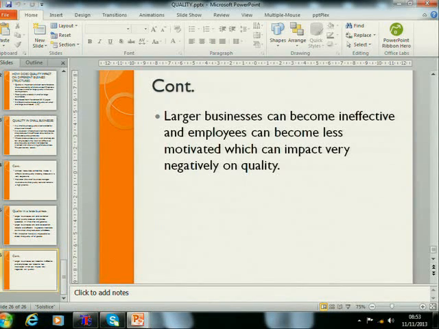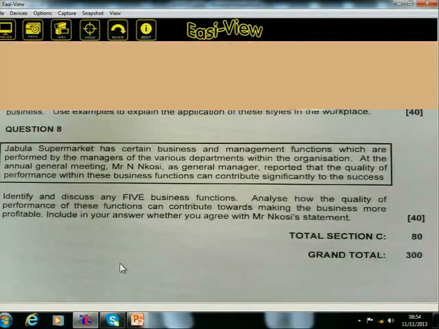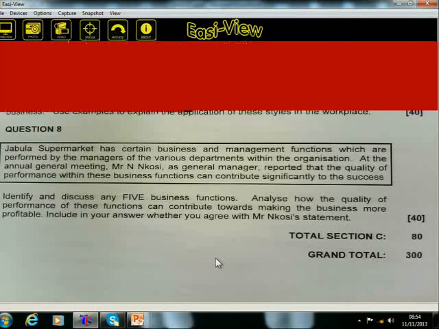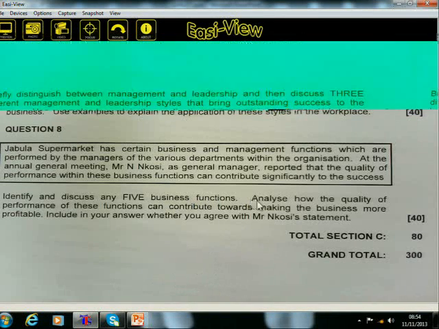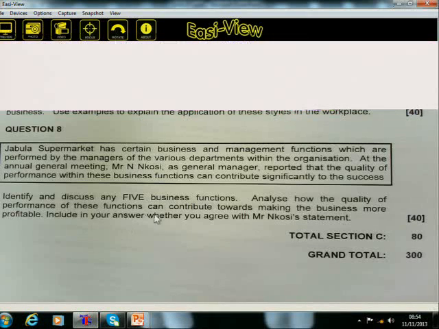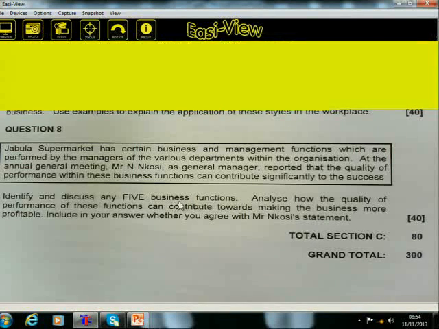So remember, learners, when you answer this question, that you've got to explain the nature of quality if that was asked. If you come across a question like this one, where you identify and discuss any business function, then it goes without saying that you've got to explain the nature of the functions. But there are other questions which will not require you to explain the business function. They'll just require you to analyze the quality of performance of these functions, and in that case, that is exactly what you'll have to do. And in that case, you will not explain the functions. You just have to analyze quality of performance.